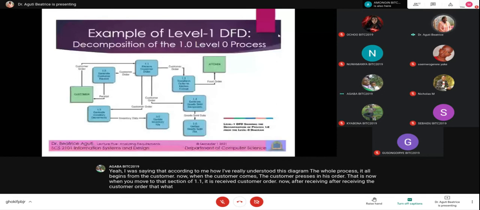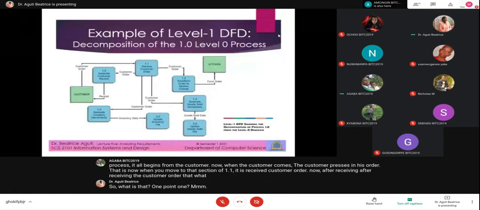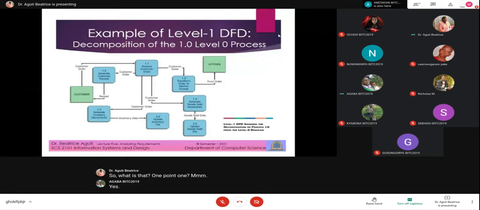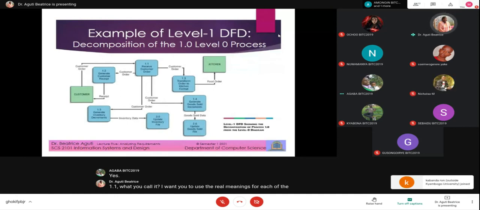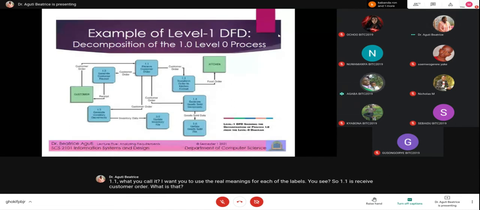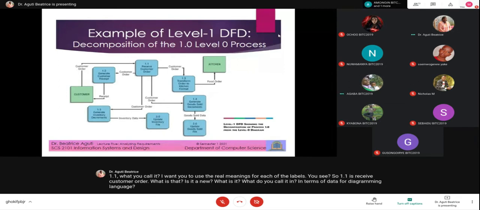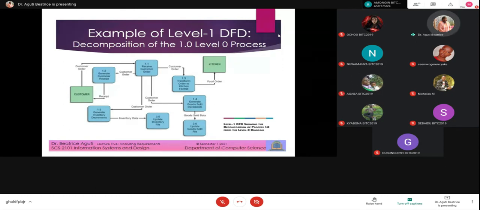What is that, 1.1? I want you to use the real meanings for each of the labels you're seeing. So 1.1 is receive customer order. What is that, in terms of data flow diagramming language? Agaba, are you still there?